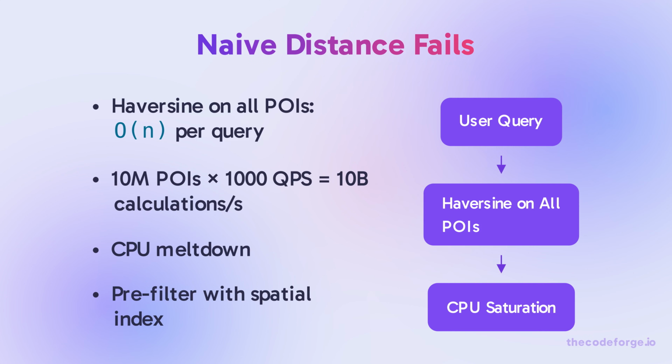The naive approach computes haversine distance for every POI. At 10 million POIs and 1,000 queries per second, that's 10 billion distance calculations. Even with vectorized math, your CPU melts. The fix: use a spatial index to pre-filter to a small candidate set.